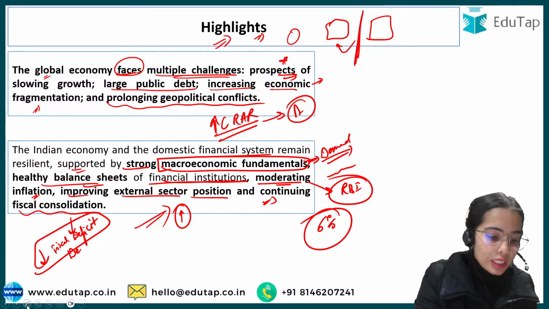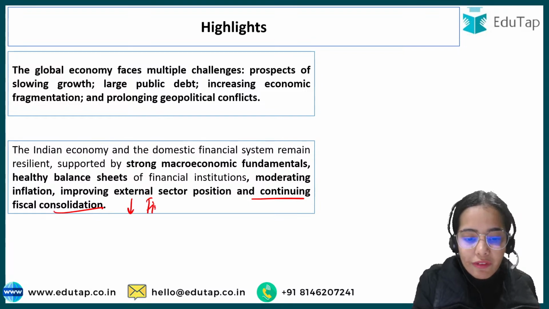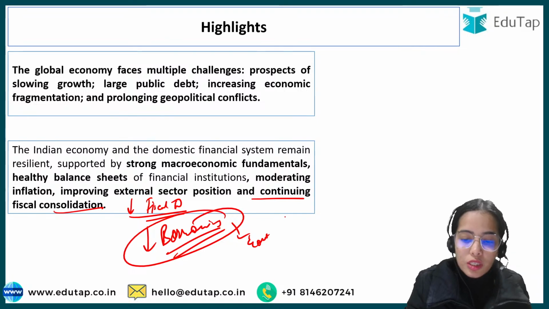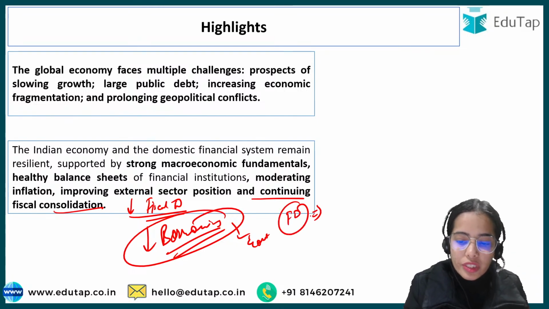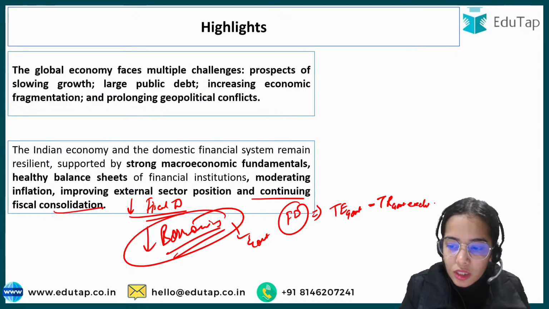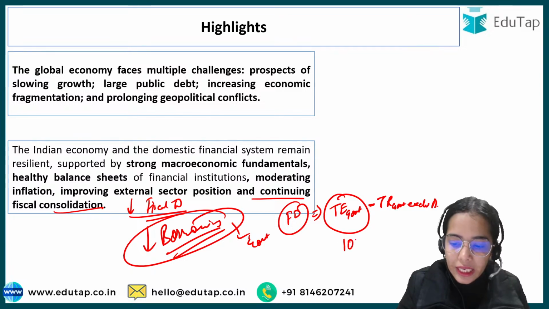Now, continuing fiscal consolidation means reducing the fiscal deficit. Reducing the fiscal deficit means reducing the borrowing requirement, that is, reducing the borrowing by the government. So fiscal deficit, I hope you know the formula. Fiscal deficit is equal to the total expenditure of the government minus the total receipts of the government excluding borrowing. So when the government's expenditure is greater than the total receipts of the government excluding borrowing, there is a fiscal deficit.